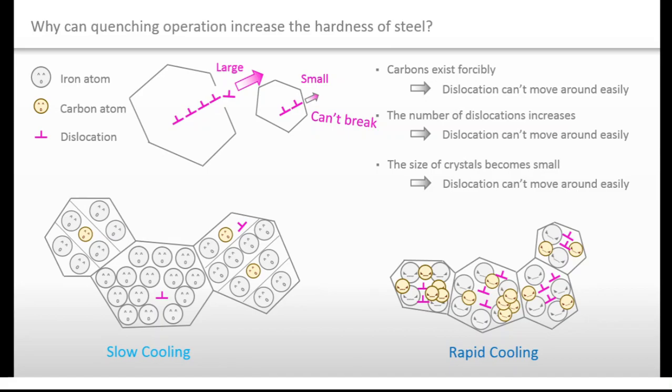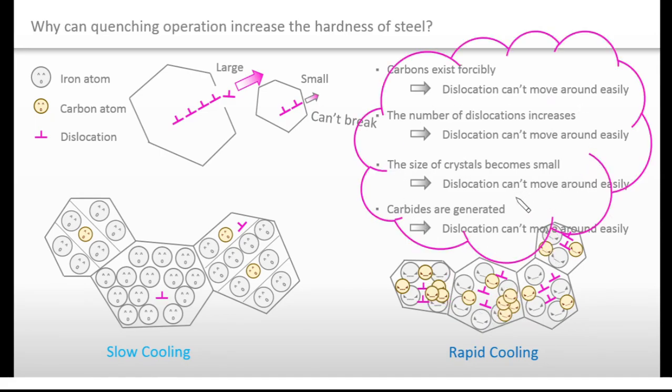The last difference is that the steel you cool rapidly has carbides. These carbides prevent dislocations from moving around. These are the reasons why quenching process makes steel hard. Dislocations become difficult to move around. That's the reason. In the next part of this video, I'm going to give you the answer to this question.